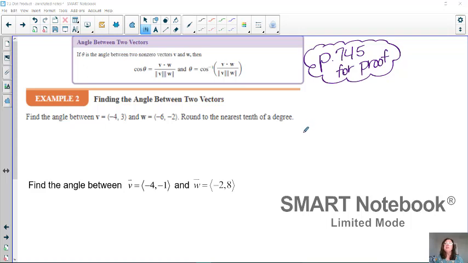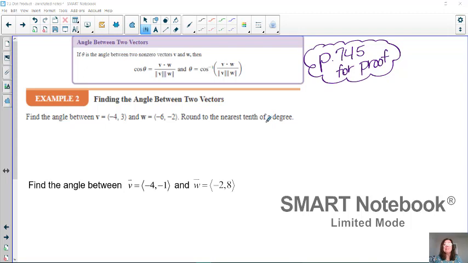We now see one use for the dot product, and that is a way to find the angle between two vectors. I encourage you to please look at page 745 in your textbook for the proof of why this works. It's very, very interesting. And if you haven't already figured it out, your math textbook is the single best one you've probably ever seen. I know it's the best one I've ever seen.